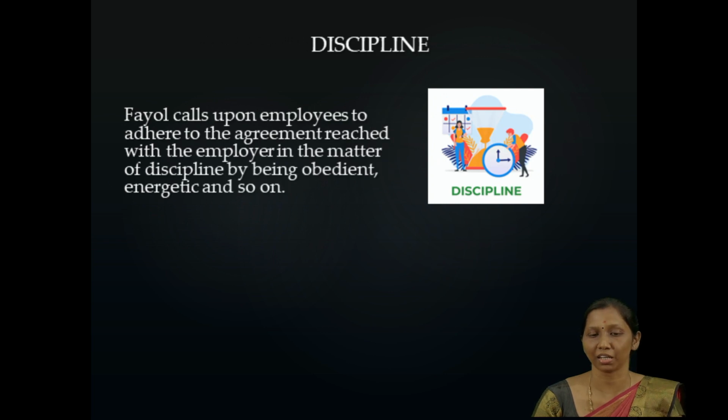Next one is discipline. Fayol keeps insisting on discipline because everyone in the organization should maintain discipline, punctuality, and sincerity. If the leader or the superior is in the correct position and follows well-disciplined activity, the subordinates also will follow. He never concentrated on fines or punishment given to the workers. If the leader is correct, the followers also will be correct. So that is called discipline.